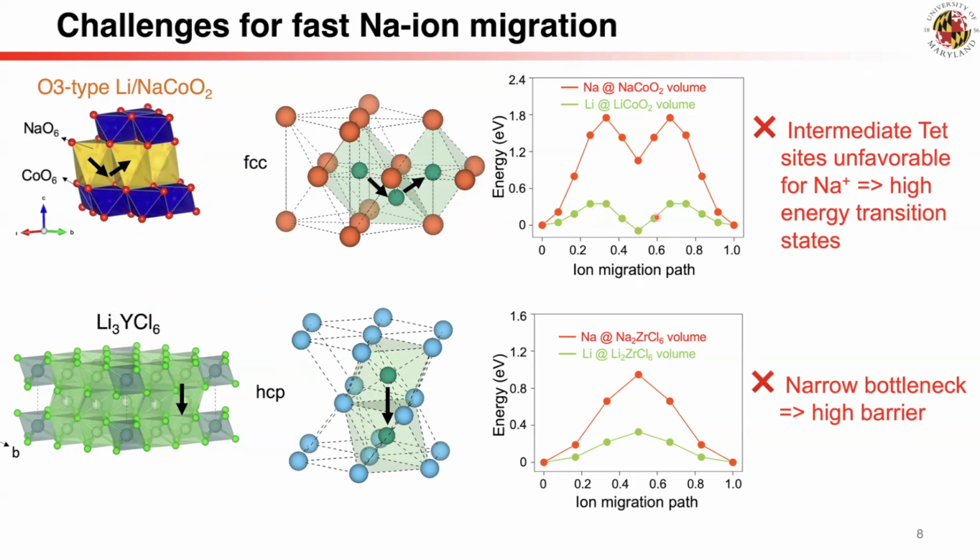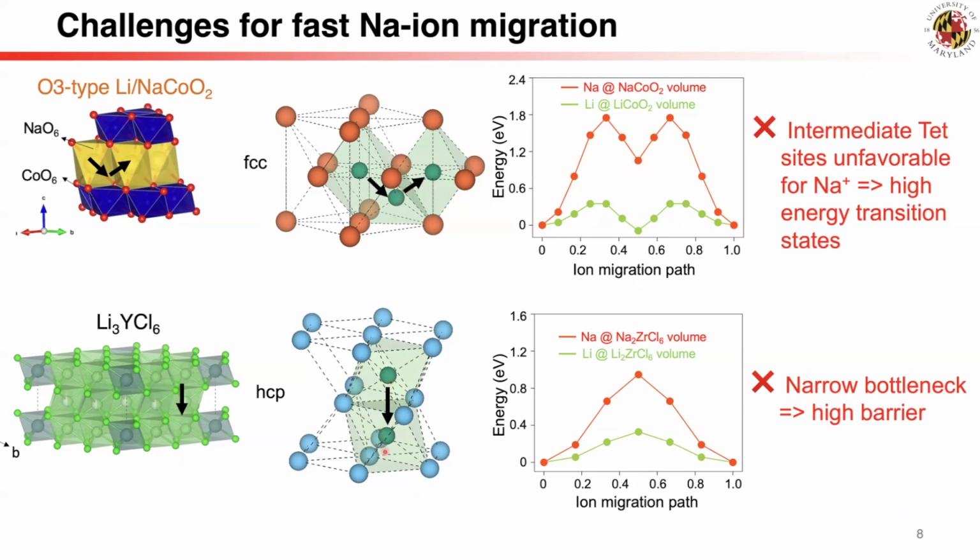It shows a very low barrier in lithium conductor, but it gives a very high barrier in sodium conductor. The reason is that this tetrahedral site has a high energy for sodium transition, thus correspondingly giving you a high barrier.